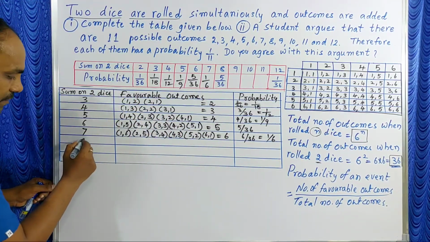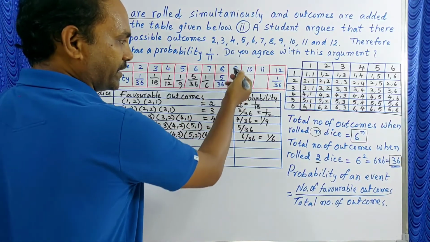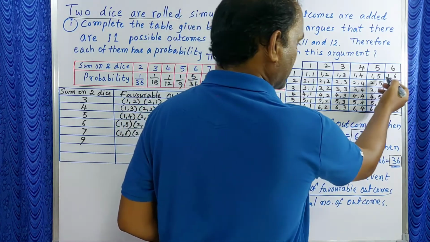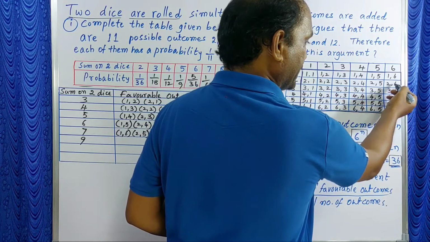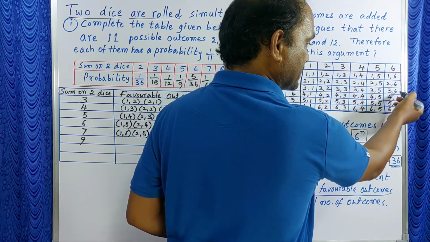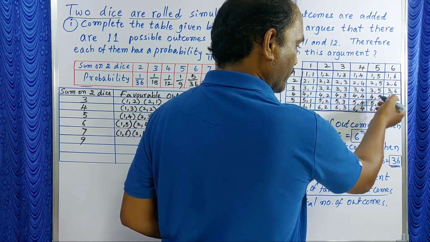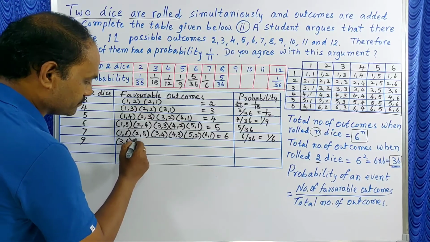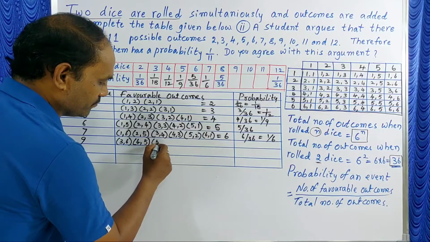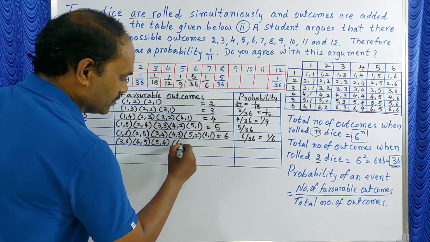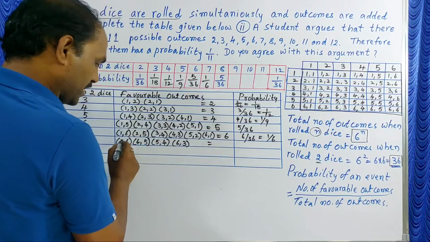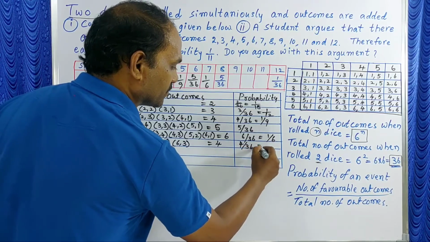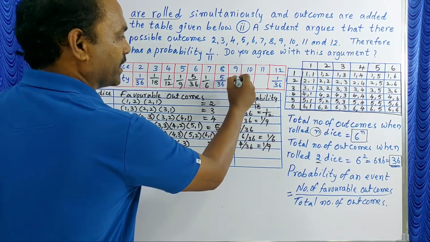Next one is 9. Already 8 is given, no need to write. 9. Let us check which are the 9s here. Up to here 8. 2 plus 6 is 8. Here 3 plus 6 is 9. So 3 6, 4 5, 5 4, 6 3. Overall 1 2 3 4 outcomes. So again 4 by 36 means 1 by 9, 1 by 9 here.